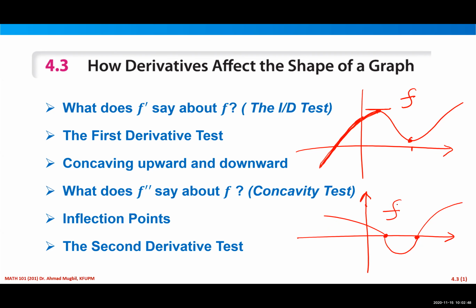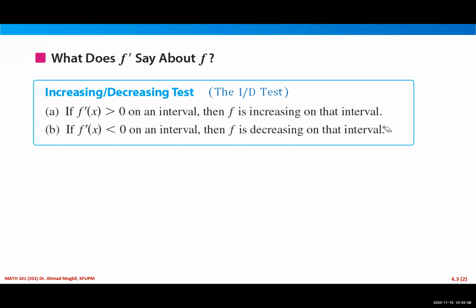Now we will use the derivative to sketch the function. So we will get some information from the first derivative to sketch the graph of the original function. And the idea is the same as you noticed there. So let me start with the ID test. What is the ID test? It is a shortcut for increasing, decreasing test. And this will answer the question, what does f prime say about f?